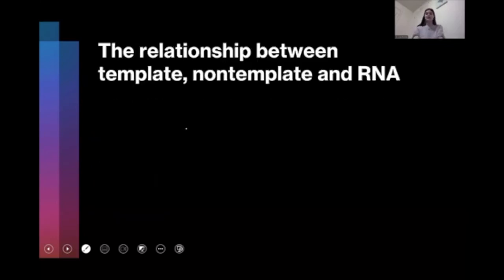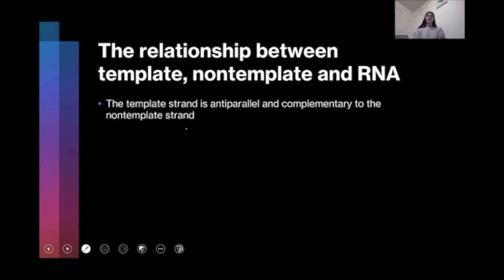Now we're going to talk about the relationship between the template strand, the non-template strand, and the RNA. Throughout this video, I'm going to be using the terms template and non-template because, like I said, those make more sense to me than coding and non-coding. But keep in mind that on an exam, you could also be given coding or non-coding, so still know what those mean, even though I'm not going to be really using them throughout this video.